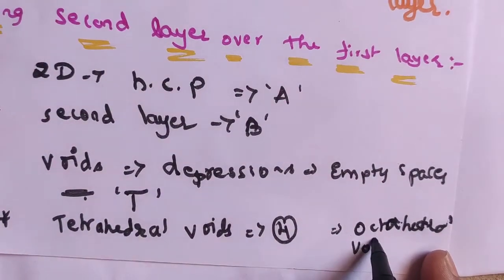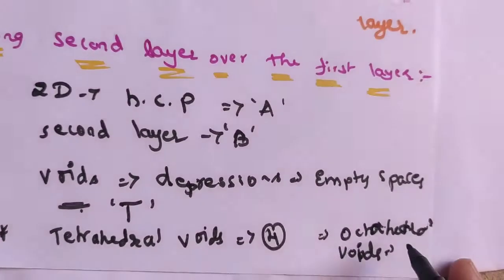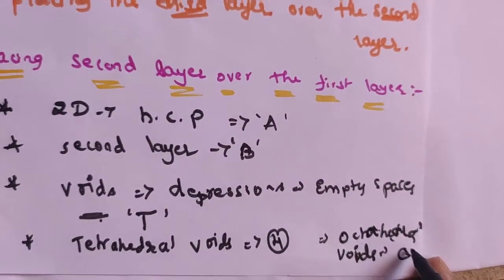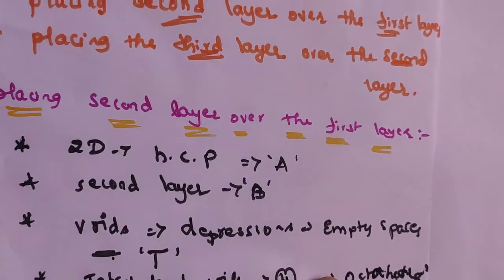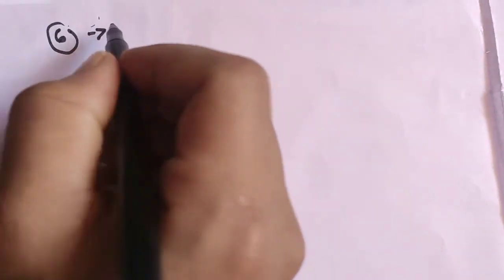Octahedral voids. So it must be denoted as O. An octahedral void is surrounded by the 6 spheres.